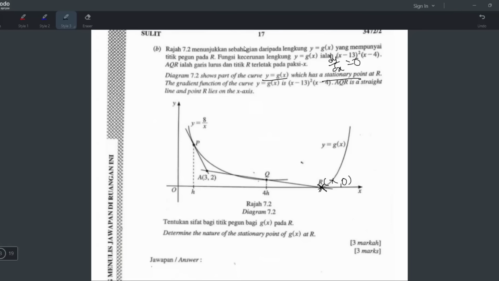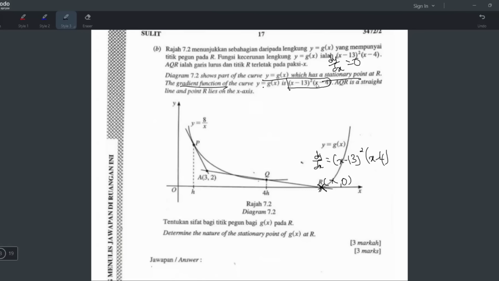But it's okay. The gradient function of the curve y equals g(x) is this. What's gradient function? dy/dx. Sometimes we call it gradient curve, right? Gradient function, gradient curve, it means the same thing, the dy/dx. So they already give you the dy/dx for this. I'll just write here dy/dx is given as (x minus 13) squared and then (x minus 4). This is already differentiated. It's not y anymore. It's already dy/dx.